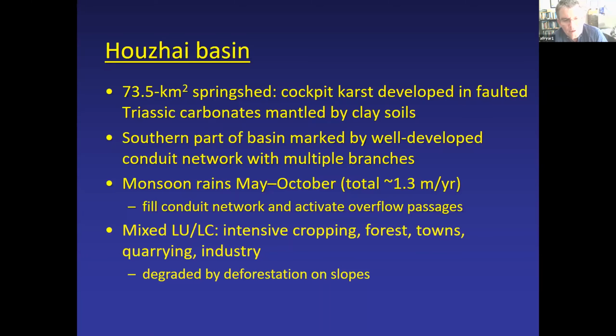Land use, land cover is mixed. Like in Morocco, there's agriculture, but in this instance, it's intensive cropping, some forest, towns, as well as quarrying and industry, and like Morocco, deforestation has degraded the landscape.